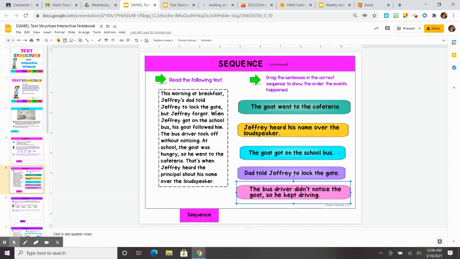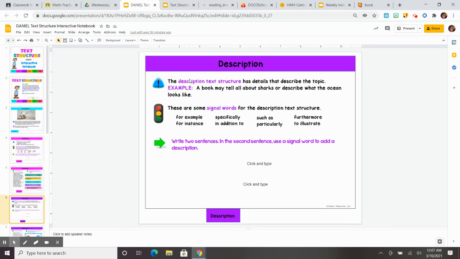All right, so you would think, what happened first? If you don't understand what happened first, that means you need to go back and reread. You have to reread. I've read it already. So it would help if you go back and you reread it, and then you can put these events in order, or these sentences in order. And so that sequence.